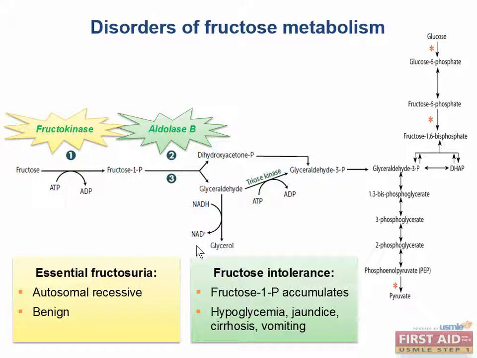In addition to hypoglycemia, patients will also have jaundice, cirrhosis, and vomiting due to the toxic accumulation of this fructose 1-phosphate within the liver. Treatment for this is to not eat fructose or sucrose, since remember sucrose is a disaccharide composed of both fructose and glucose. In general, disorders of galactose metabolism, which we're about to talk about next, are going to be a lot more serious than our fructose disorders.